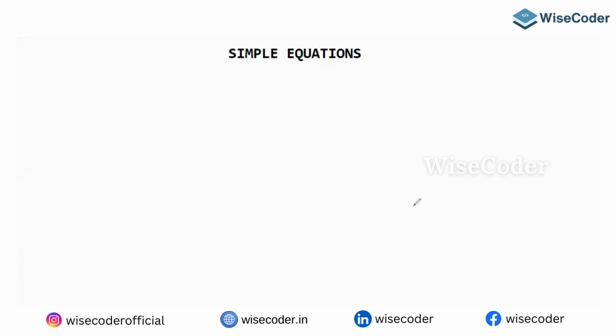Simple equations are nothing but linear equations. What do you mean by linear equation? When the highest order of degree is 1, we call it a linear equation. When the highest degree is 2, we call it a quadratic equation. So this is all about simple equations, guys. Please try to practice a few questions, that will help you a lot.